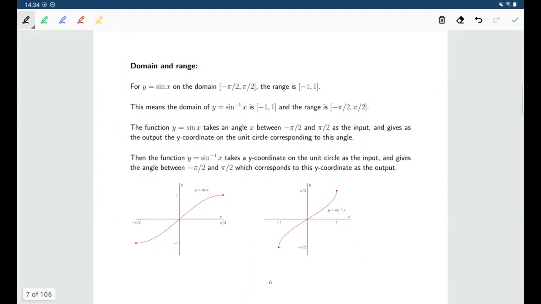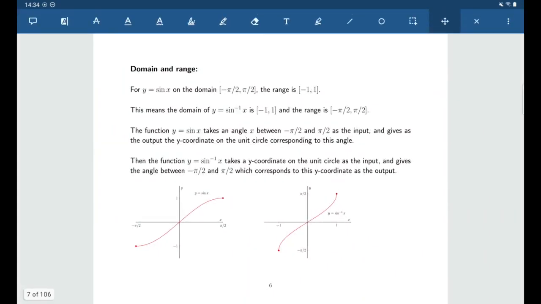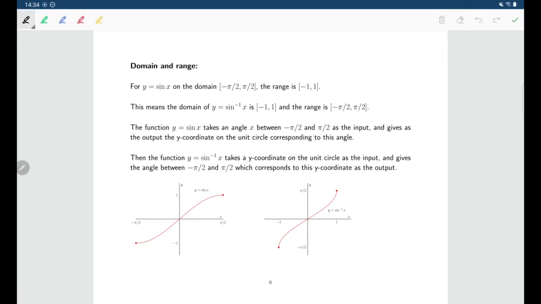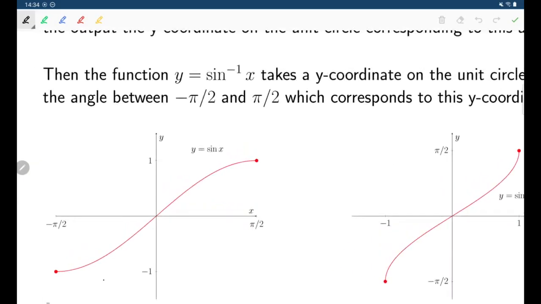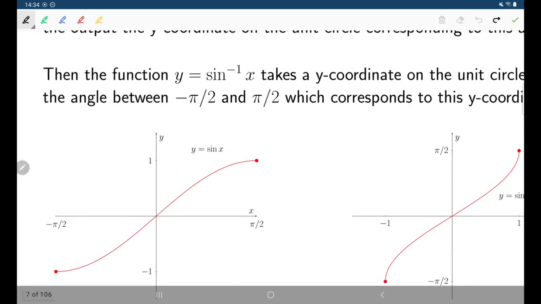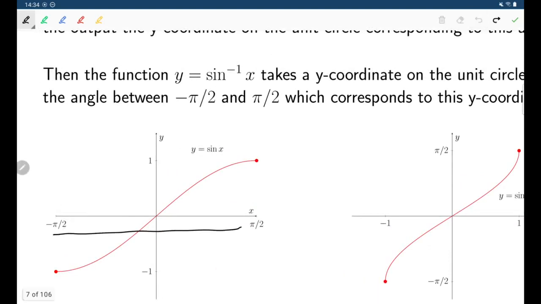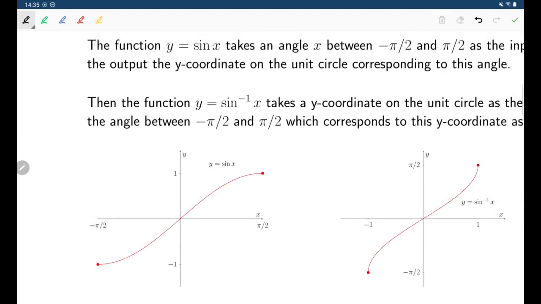So, of course, other things that you know about inverse functions, they switch their domains and ranges. And so for the graph of sine, we had that the domain was just from negative pi over 2 to pi over 2. And we had the range was from negative 1 to 1. And so for the inverse sine function, they'll have the opposite of that. The domain will be the values from negative 1 to 1, and the range will be the values from negative pi over 2 to pi over 2.